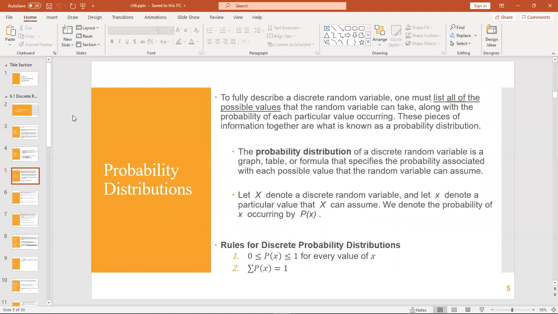When you're talking about a probability distribution, the first step in that task is you would have to list all of the possible values that a random variable could take. So for instance, if you're talking about dice rolling, you would make a list and you'd have 1, 2, 3, 4, 5, 6. Those are all the possible outcomes that you could have. And then you would list the probability of how often that happened.